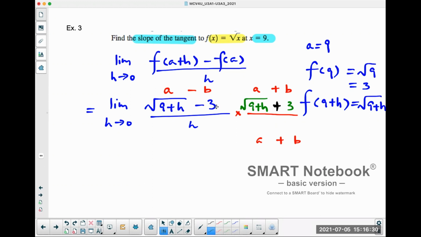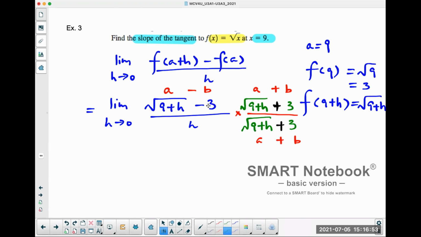Just copy whatever you have on this side over there, except you switch the sign. If this is a minus, you make that a plus. And then you copy the same thing in the denominator. Some people say, oh, this looks so complicated. It may seem complicated at this point, but the next step is going to be super easy.